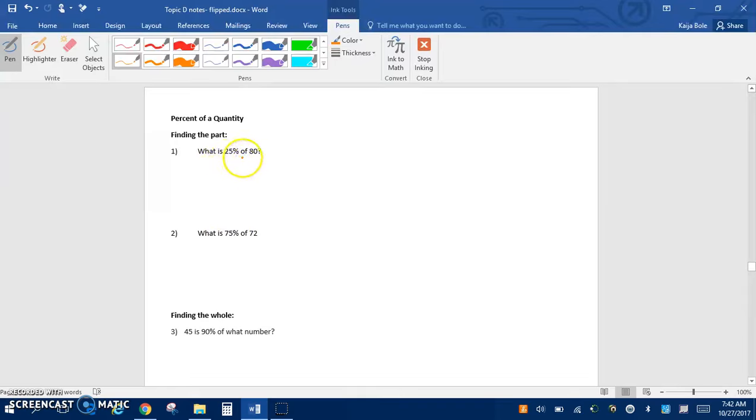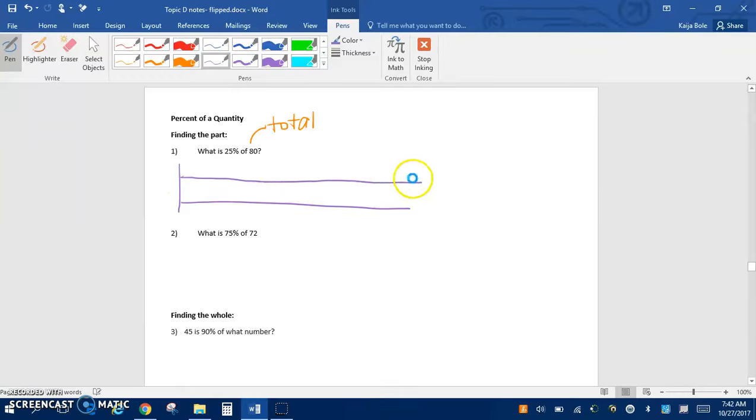So when we see the word of and then a number, that means that this is our total. So they gave us the total, which is really helpful. So if we start to draw our double number line here, we know this is 0%, and we know this is 0. So they gave us the total amount, which is 80. So this is 80 up top, and we know this is 100%.